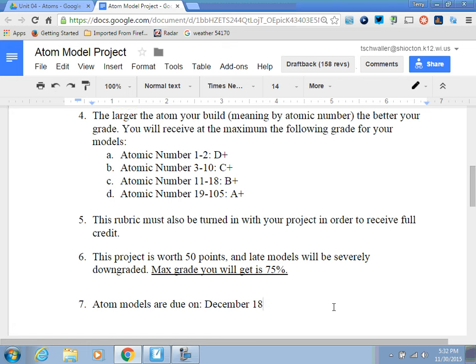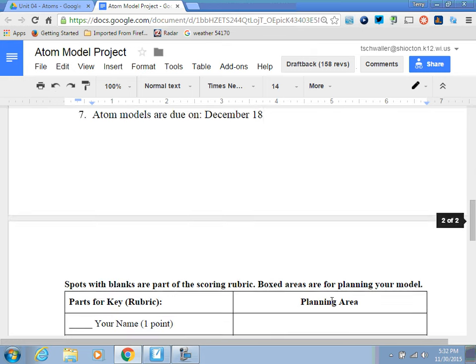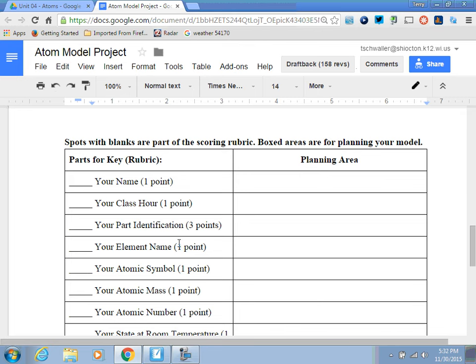Then the maximum score you can get is 75%. So you're going to have 2 weeks. We'll be working on the unit here for about 2-3 days. And then after that, we'll get through this, go on to the next unit, but you're going to have 2 weeks to put this thing together. As far as the scoring goes, the rubric.